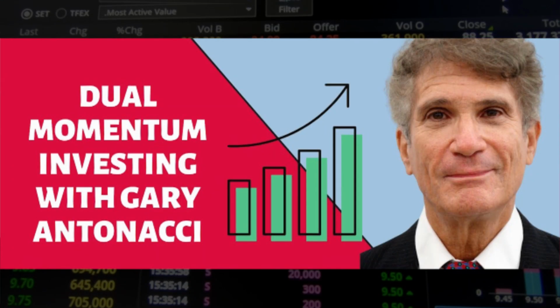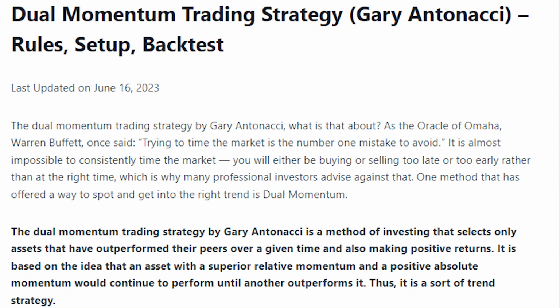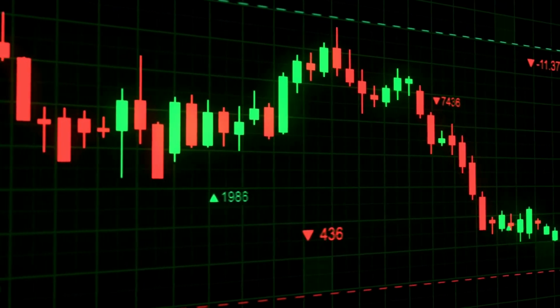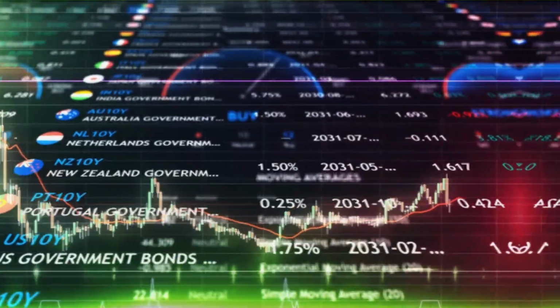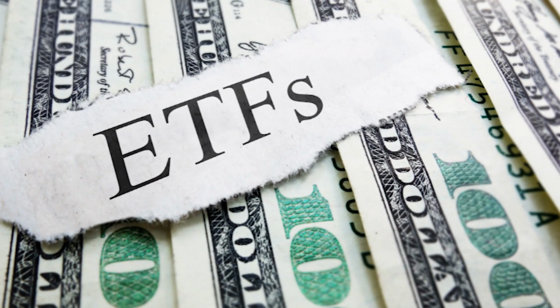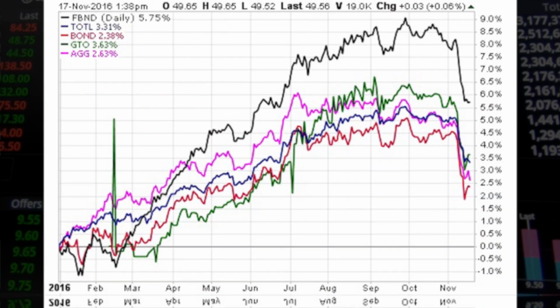Let's show you the third and last dual momentum trading strategy, Gary Antonacci's dual momentum. Gary Antonacci published the dual momentum strategy in his book Dual Momentum Investing, which he released in 2015. And this is a trend-following strategy. The trading rules are a bit more complex than the first 2. It trades 3 different assets, U.S. stocks, foreign stocks, excluding U.S. stocks, and bonds. For our backtest, we use the following ETFs: SPY, EFA, and AGG.